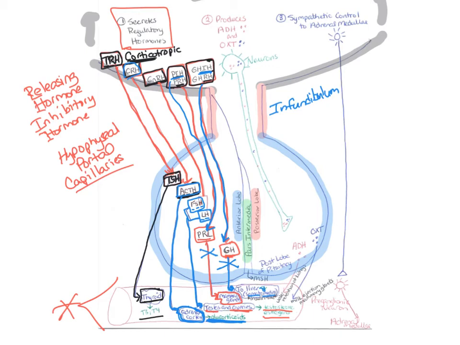So what do you have to remember? You have to remember what are the hormones that come from the hypothalamus and what do they cause the anterior lobe of the pituitary to do? And when these hormones from the anterior lobe of the pituitary get released, where do they target? And at their target cells, what do they cause those target cells to release or to do?